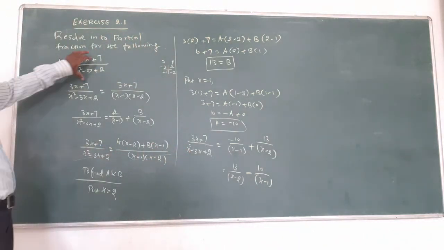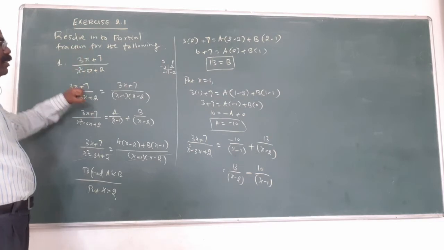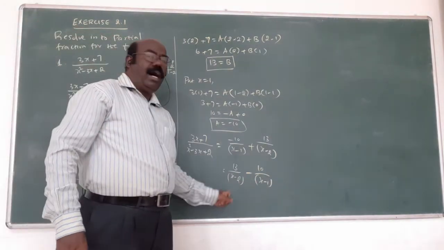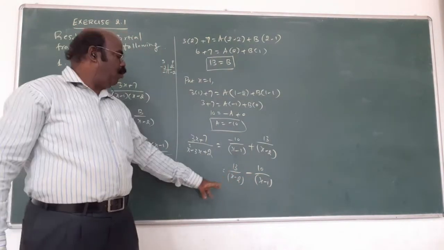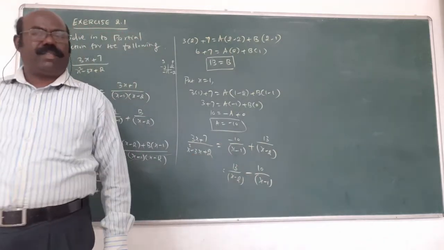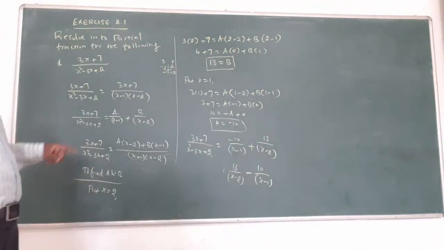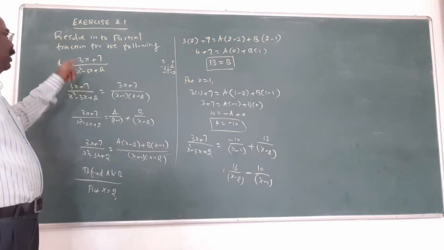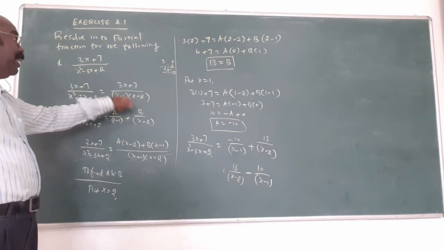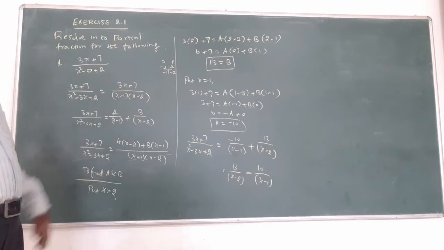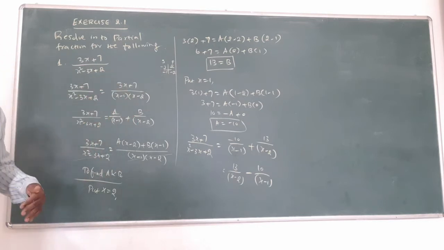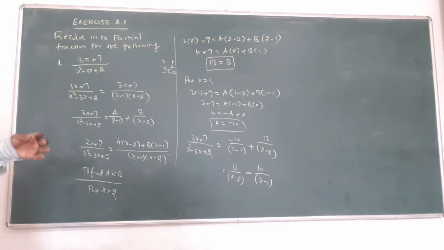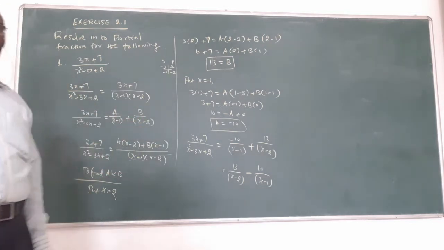Partial fraction, what does it mean? A rational expression can be written as the sum or difference of two rational expressions. Here the denominator is a quadratic factor, which can be written as a product of two linear factors. That's why it is A by something plus B by something. Take the LCM to find the A value and B value. Once again replace the A and B values, and we get the answer.